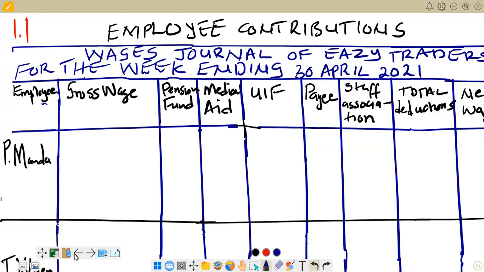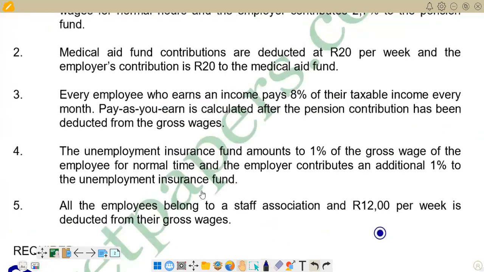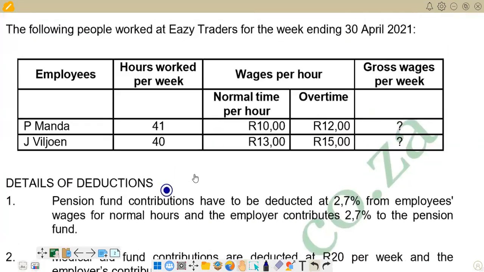So we go back to see how we are going to calculate that gross wage. We go to the information that we have there. You'll see that the gross wage, we are going to find from the table here. We have hours worked per week, and then wages per hour that you are given in the second column, then gross wages per week.